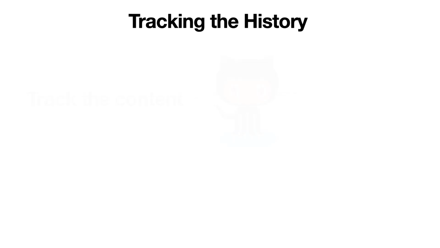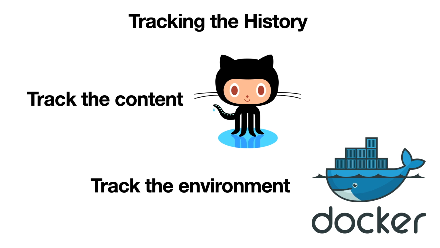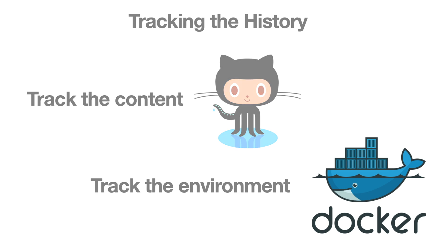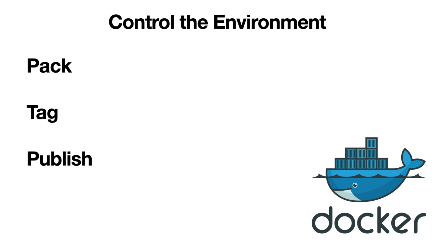To track the content, there is the GitHub ecosystem. You will meet it in the next lectures. To track the environment, there is the Docker ecosystem, consisting of its own public hub and a tool named Docker Client. Docker Client can control the environment. It can pack the environment. It can tag it to track versions of your application dependencies, publish the package of the environment to the hub, or inherit the environment of somebody else from the hub.